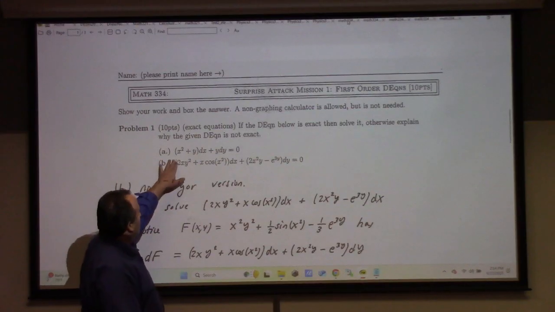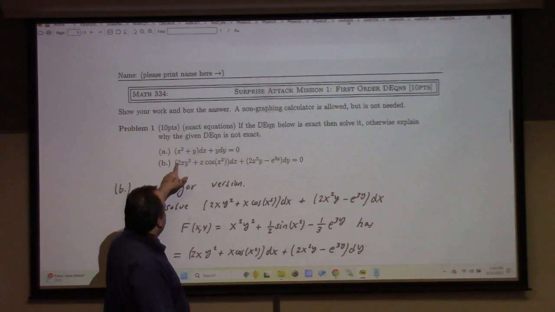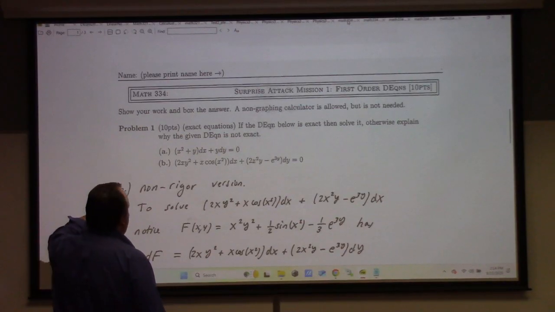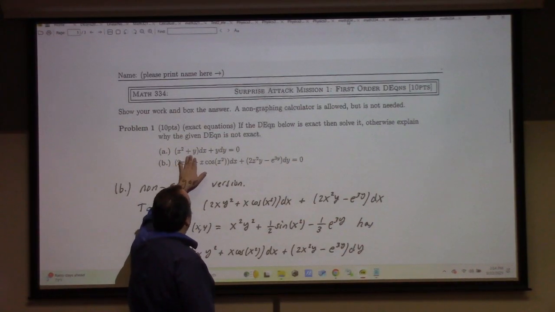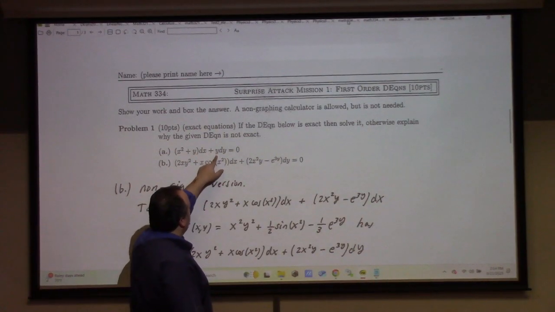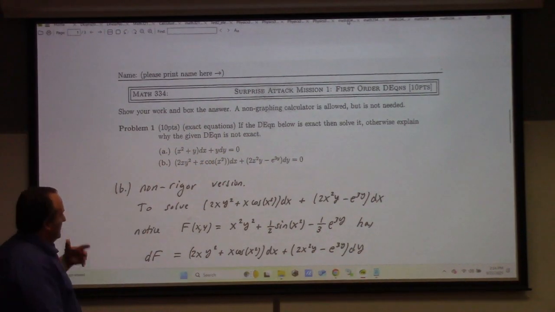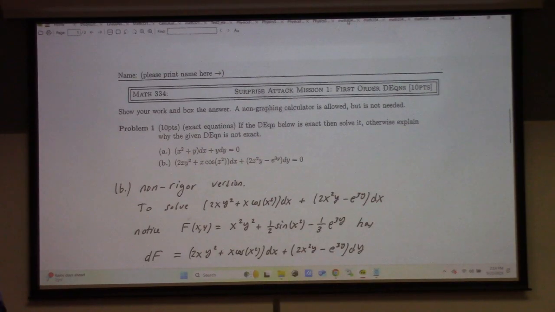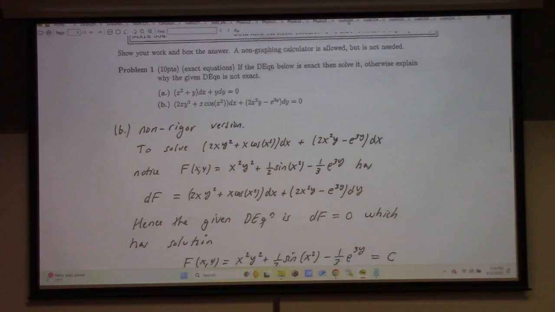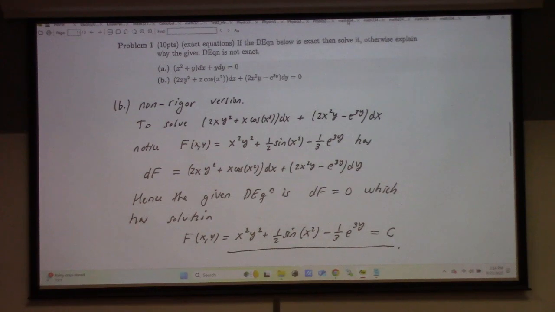For part A, that's not exact because if we take the y derivative of this, we get 1, right? But if we take the x derivative of that, we get 0. So the closed condition fails, therefore it's not exact, right? Of course, the other thing you could do would be to try partial integration of the coefficients of dx and dy, and you get a contradiction if you tried that.